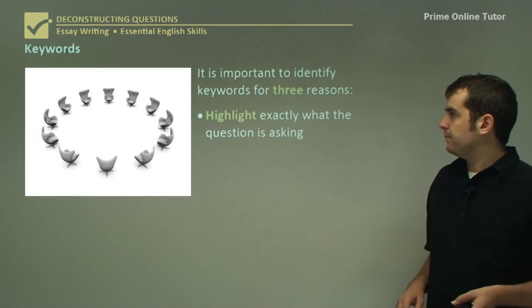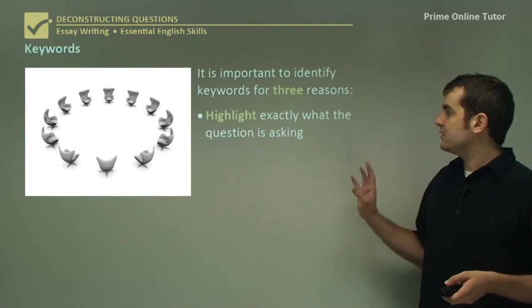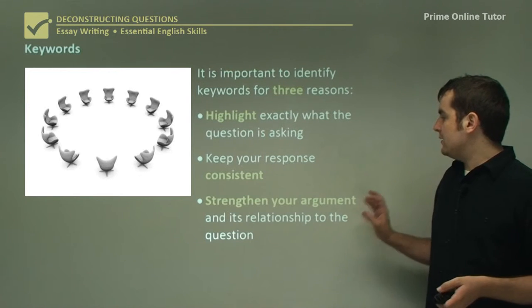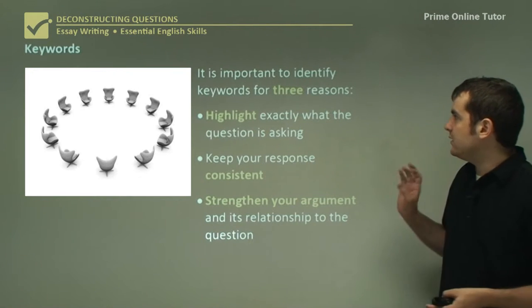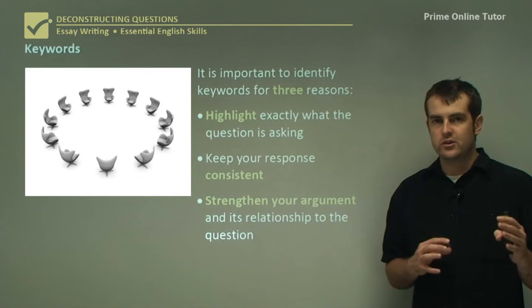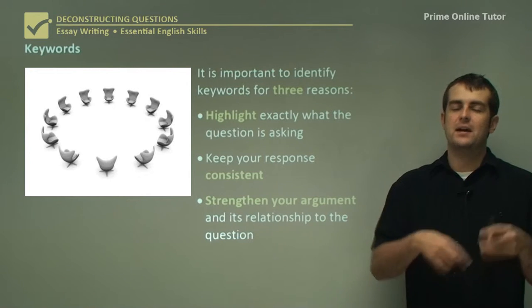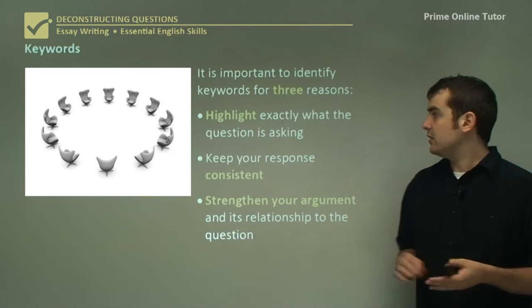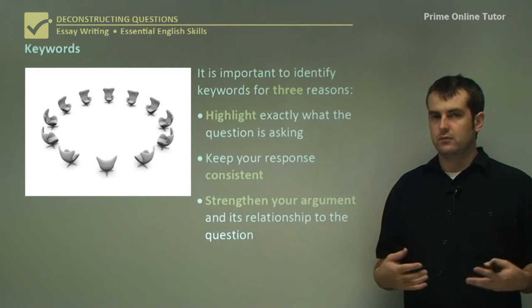Okay, keywords. This is the big thing because it does basically three things. It first of all highlights exactly what the question is asking. It keeps your response consistent. And it strengthens your argument and its relationship to the question. Now, what I mean by identifying keywords, or using keywords for that matter, is pick some words from the question, exact words from the question, or at least a definition which is based on the question, and use it over and over. Because first of all, what that will do is highlight what the question is asking, or what you believe the question is asking more than anything.